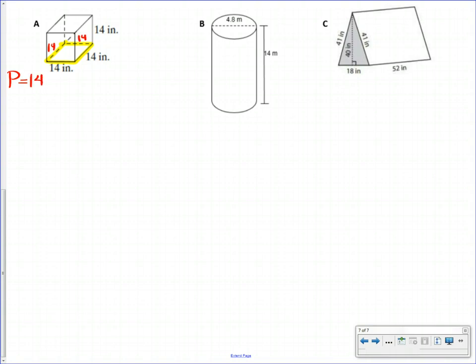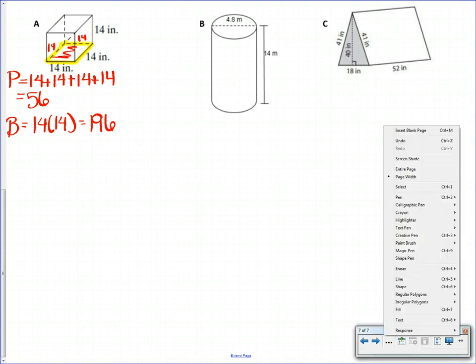So perimeter, you add up all the sides. So we do 14 plus 14 plus 14 plus 14, or you could do 14 times 4. Either way, perimeter of the base is 56. You need to find the area of the base. Remember, capital B stands for area of the base. So we're going to find the area of this square here. So we're going to do 14 times 14, which is 196.